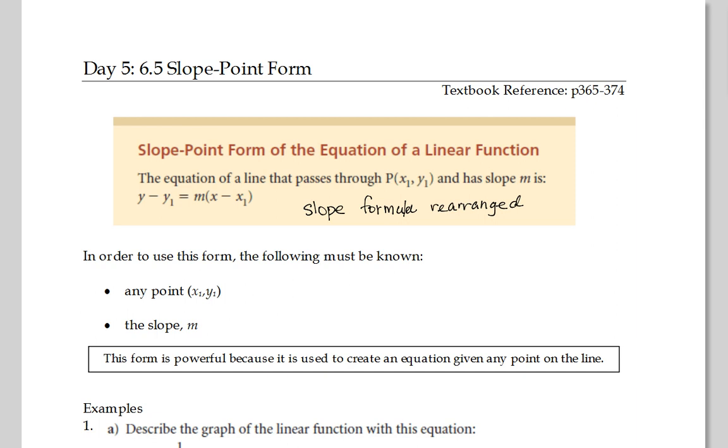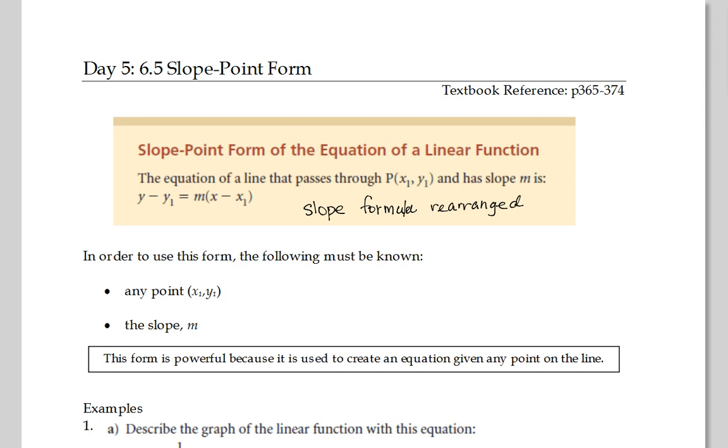Alright, so day 5 is the slope point form. We've been working with the slope intercept form in the previous couple days, where y equals mx plus b. But today we're going to be more general. We're going to say, okay, well, what if you had any point and the slope? Could you generate an equation of the line?